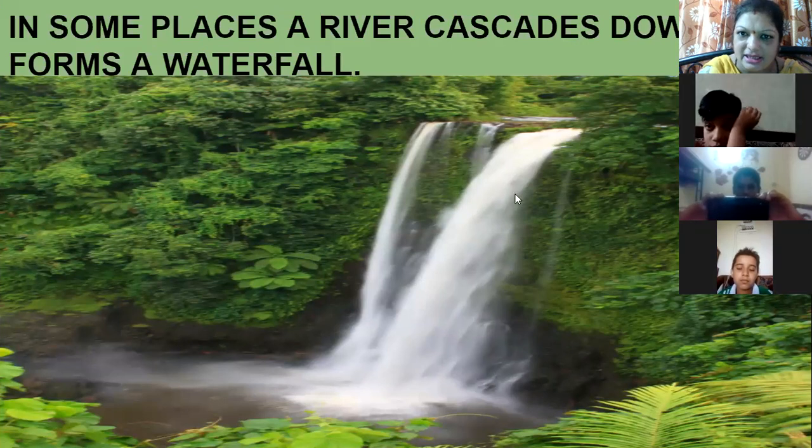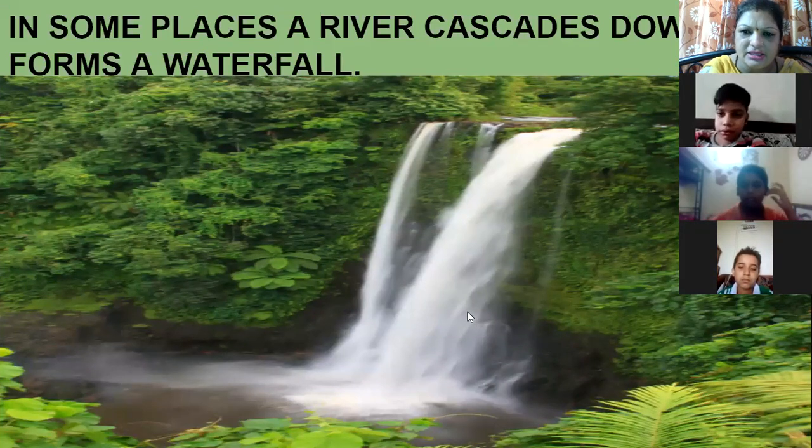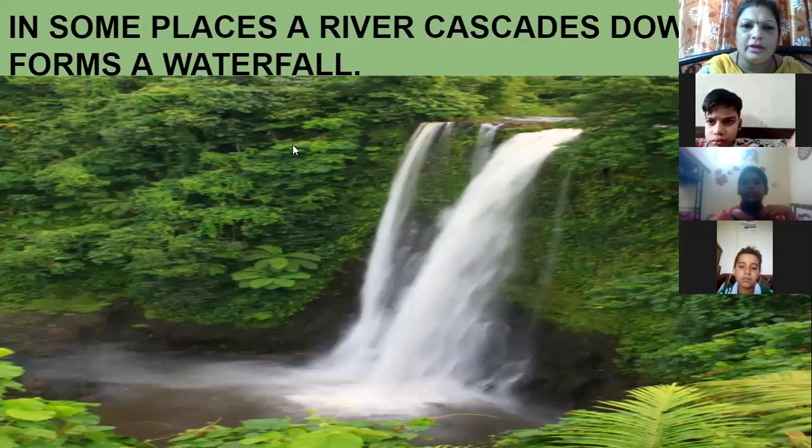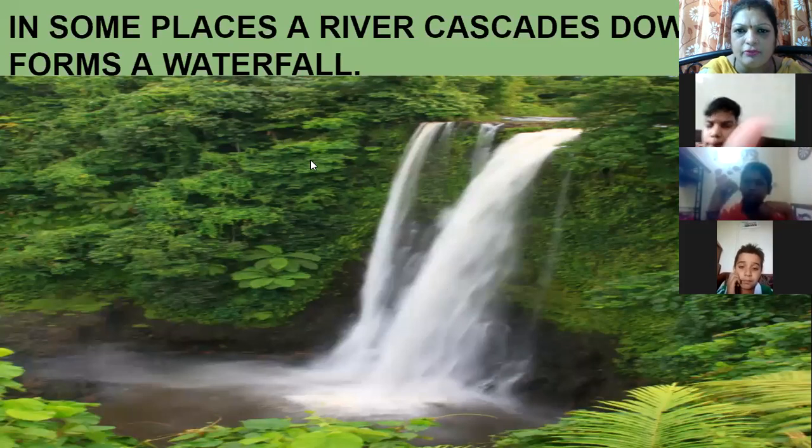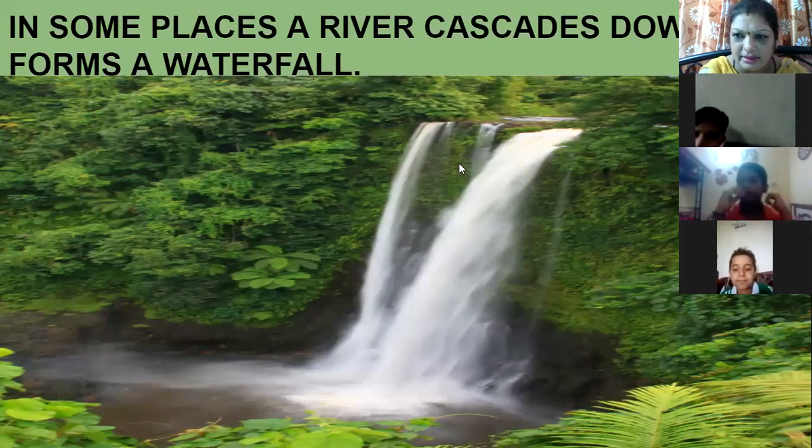In some places, a river cascades down. Cascade down means it flows down. And this form is known as a waterfall. You can see the waterfalls. Also during the rainy season, you can see in various different places, waterfalls will be there, springs will be there, fountains will be there.